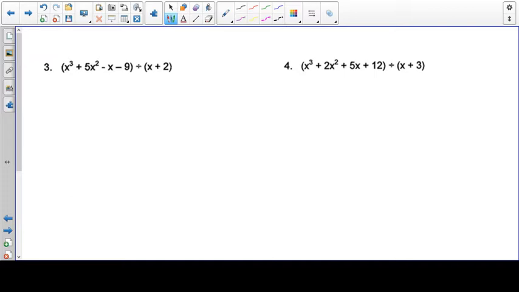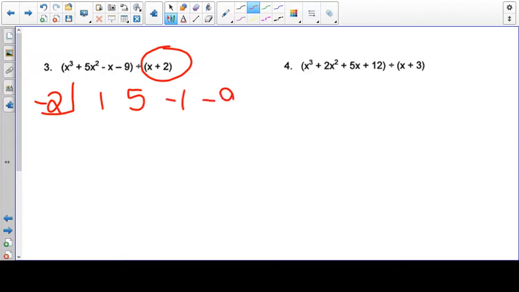Alright, let's see some more. This time I'm going to divide by negative 2, because I have a positive 2 in here. I have 1, 5, negative 1, negative 9. Bring down that first term.